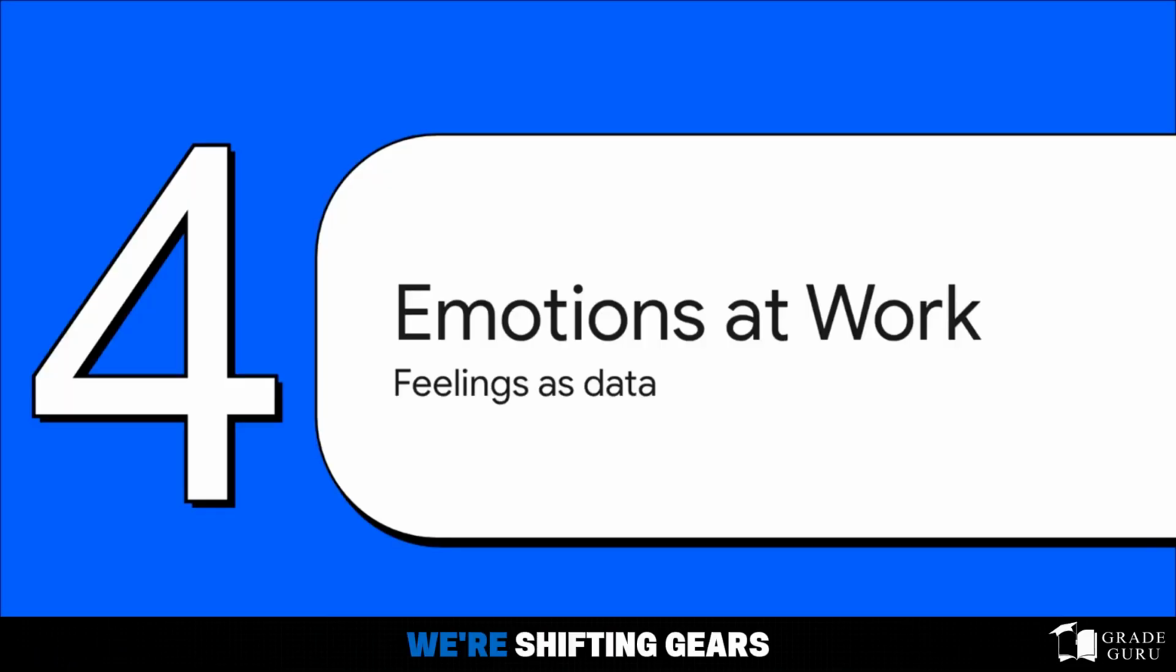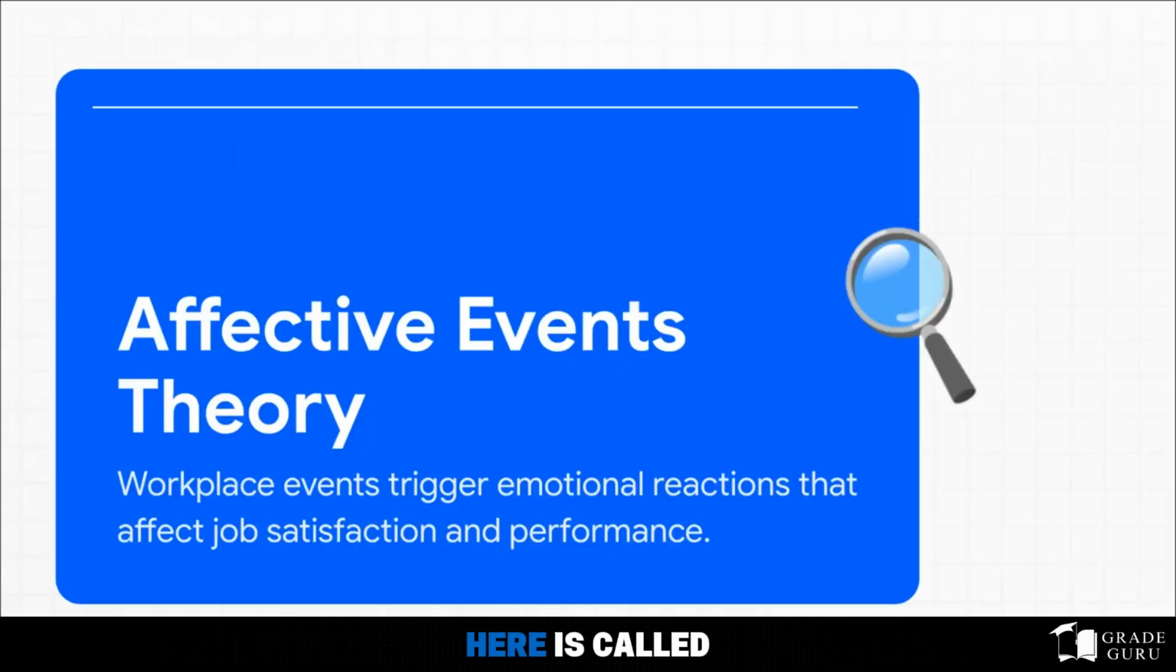For our final section, we're shifting gears from the cognitive to the emotional, right? Perception and decisions can feel pretty logical, but what about feelings? Well, at work, emotions aren't just random noise. They are critical data that drive our actions. The core idea here is called affective events theory, or AET, and it's actually pretty simple.